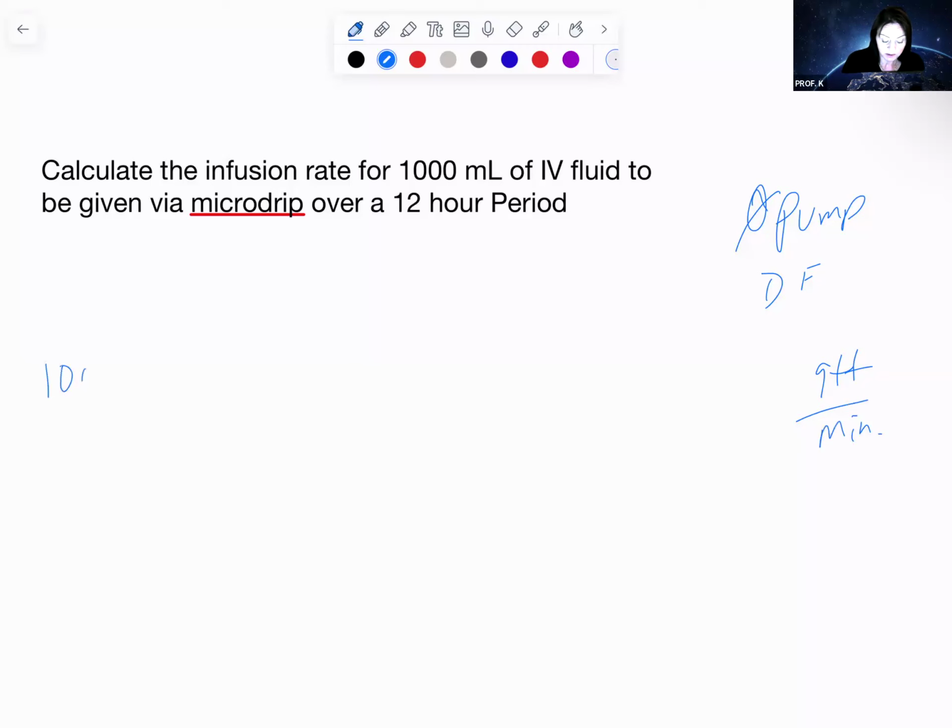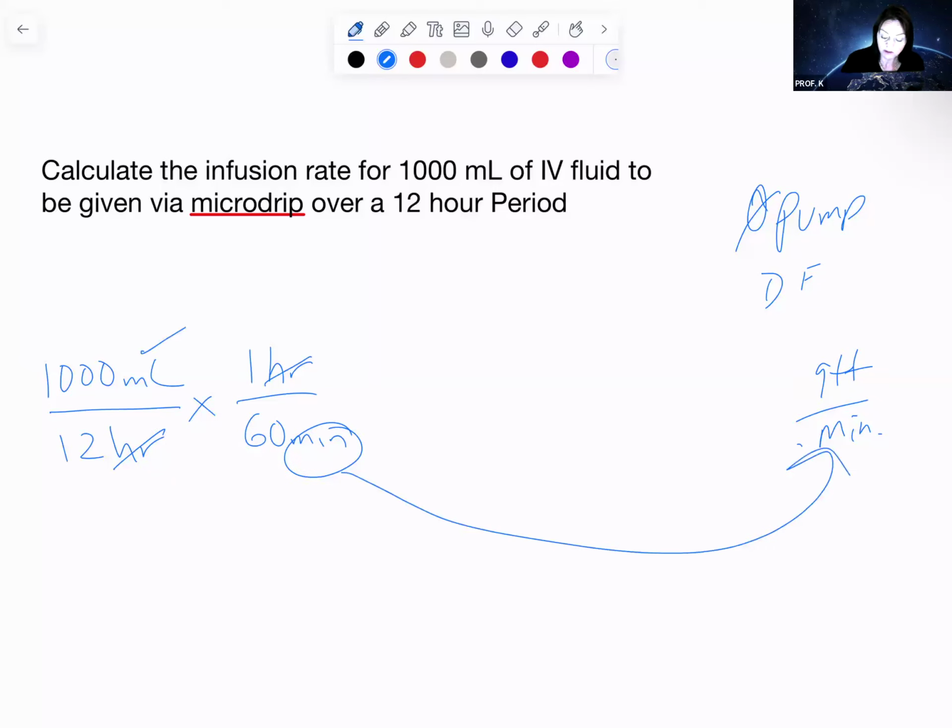So 1,000 milliliters over 12 hours. I'm going to change my hours to minutes. That gets rid of my hours and I have my minutes now. How do I get milliliters to drops? I'm going to use my micro drip. And if you remember, micro drip is what? 60 drops per milliliter. That gets rid of my milliliters and it leaves me with drops in my numerator.